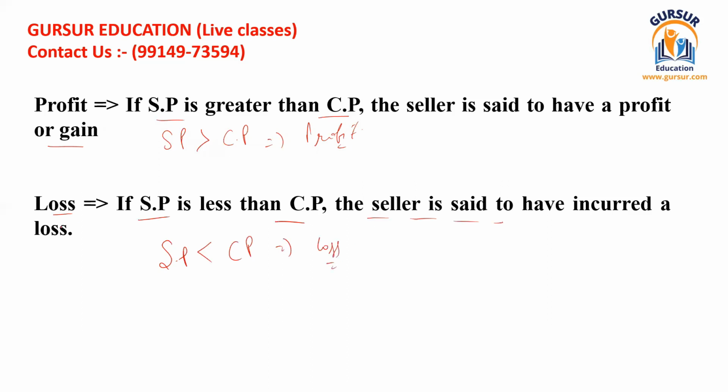The seller is said to have incurred a loss. So profit and loss are the situation about which the relationship is always there between SP and CP, and that relationship tells you the relationship of greater than and lesser than. That tells you whether you are earning profit or losses, and that is very obvious. So 4 concepts you have learned right now.